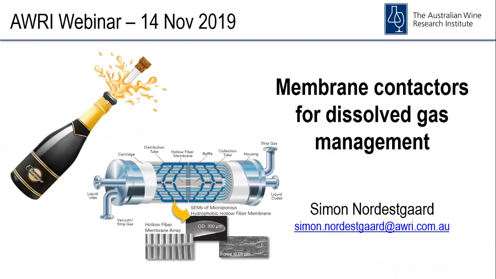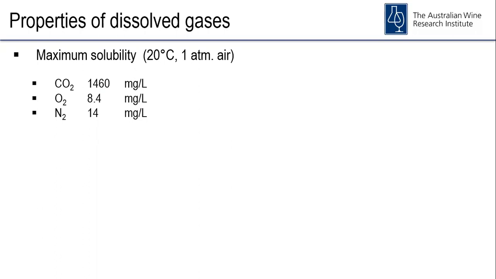Thanks, Michael, and thanks to everybody for tuning in to today's webinar. Today, I'm going to talk a bit about dissolved gas management with a focus on membrane contactors. Firstly, I'm just going to go through some information on gas properties and particularly solubility. So at 20 degrees in one atmosphere of air, you can dissolve up to 1460 milligrams per litre of carbon dioxide, 8 milligrams per litre of oxygen, or 14 milligrams per litre of nitrogen.